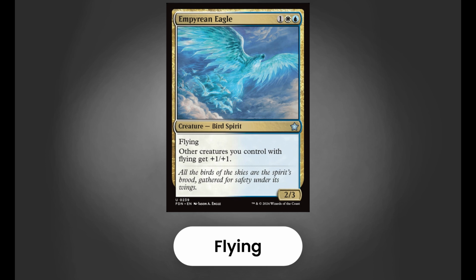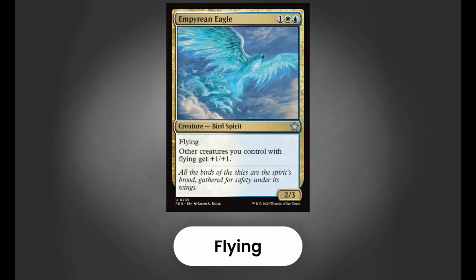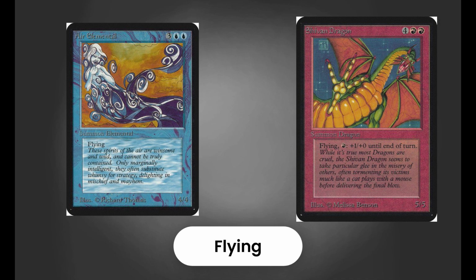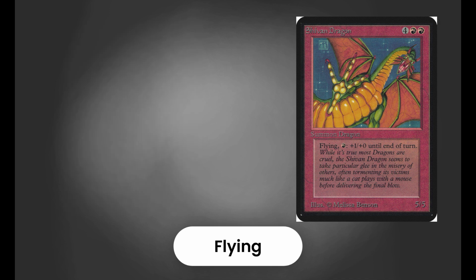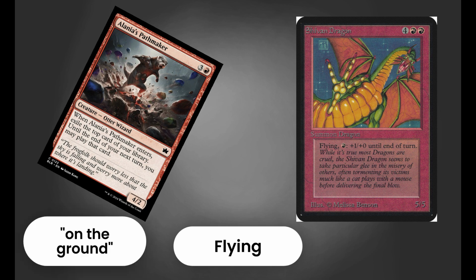Flying is the first of the so-called evasion keywords, as they are known, due to making it harder for your opponent to block them. A creature with flying can only be blocked by another creature with flying, or a creature with the reach ability. It's been in every set since the beginning and is one of the most prevalent and important of the ability keywords. Flying creatures can also block creatures that are "on the ground" just fine as well.